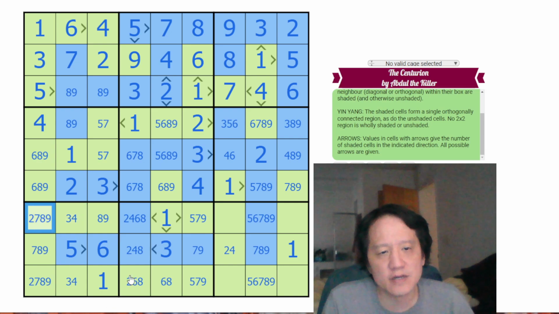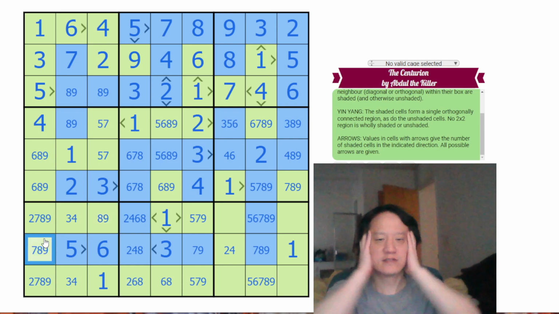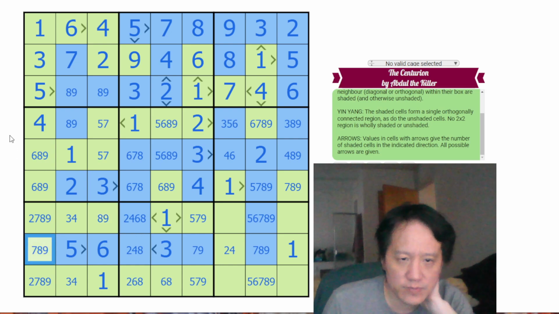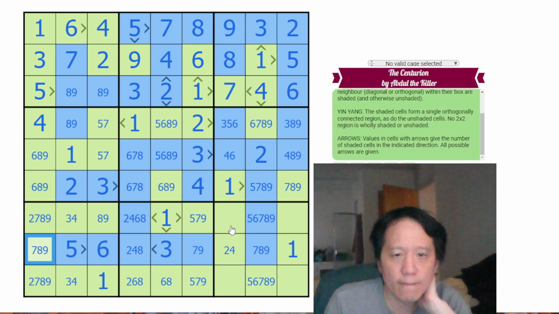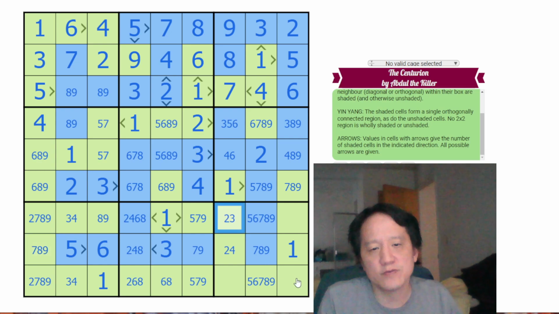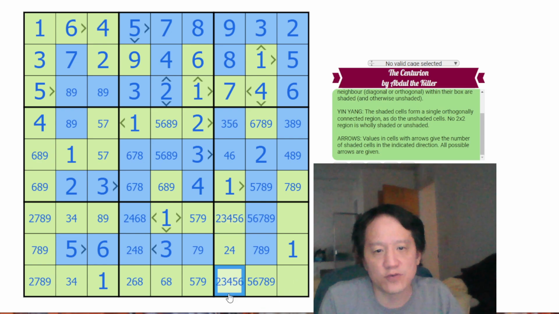This cannot be 7, because if this is 7... no, that could be 8. That could be 9. So that's valid. Okay, so this is 2, 3, 4, 5, 6. This is 2, 3, 4, 5, 6.